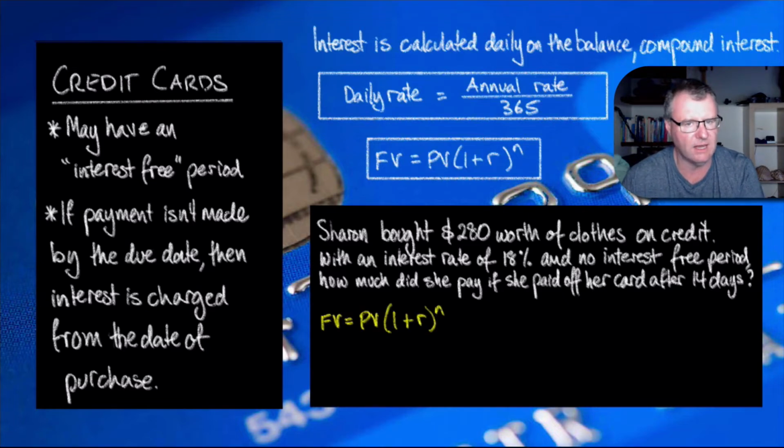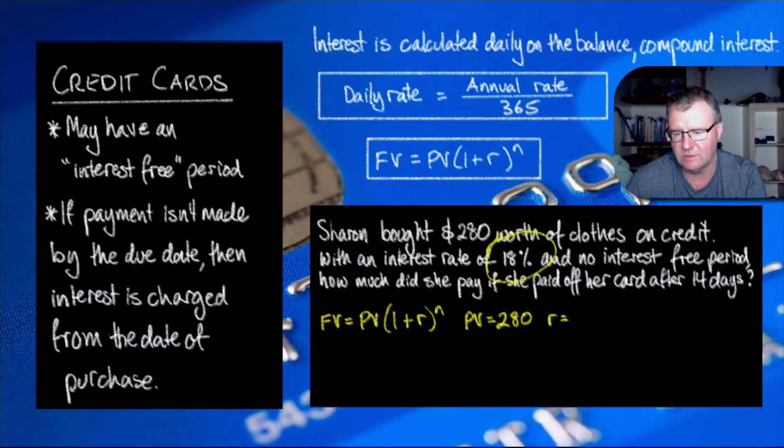We know our future value formula. Our present value is the $280. That's the starting amount of our card. So $280 of our purchase for the present value. Now for our rate, we know that the annual interest rate is 18%. We're going to convert that to a decimal, which will be 0.18. So we just divide it by 100.